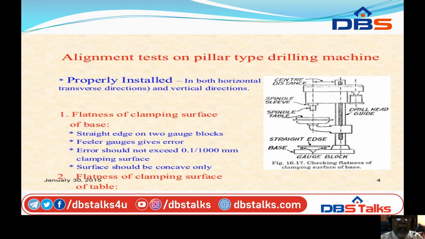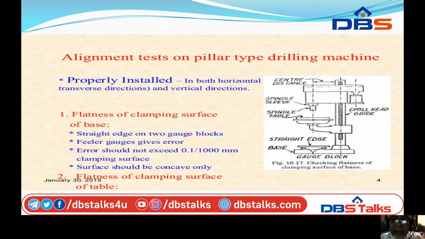Alignment test on pillar type drilling machine. For example, now we are going to do an alignment test on a pillar drilling machine. Now you can see on the right side there is a machine, a pillar drilling machine. In this pillar drilling machine, at the bottom you can see the base block. A vertical pillar is there.